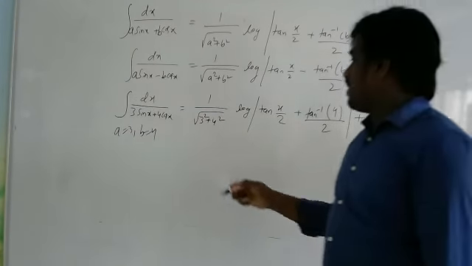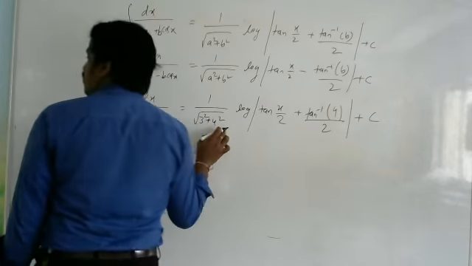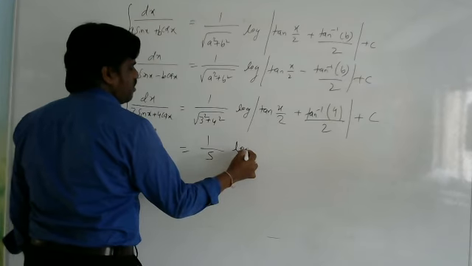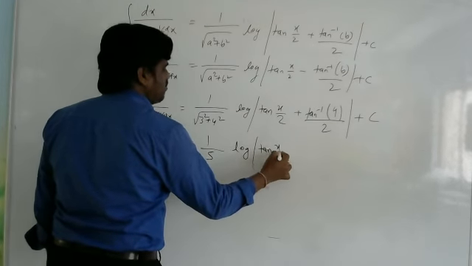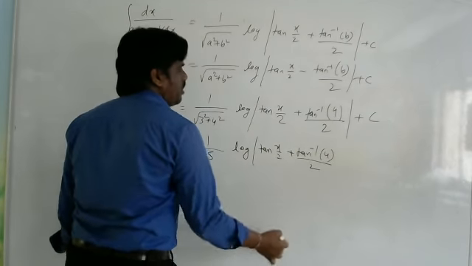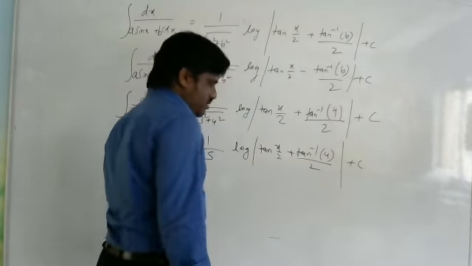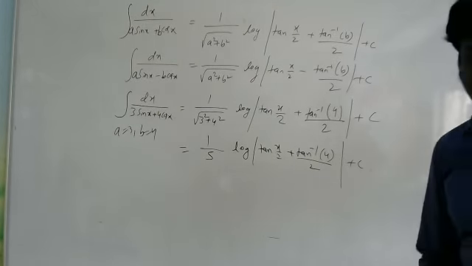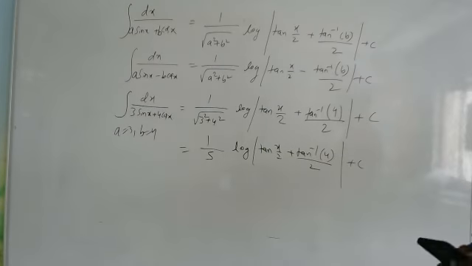This is the simplest way. Under root of 16 plus 9, that is root 25, is 5. So 1 by 5 log mod tan x by 2 plus tan inverse 4 divided by 2, plus c will be the answer. These are important formulas, all of them shortcut formulas. So remember these formulas.